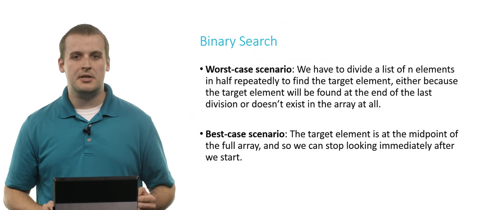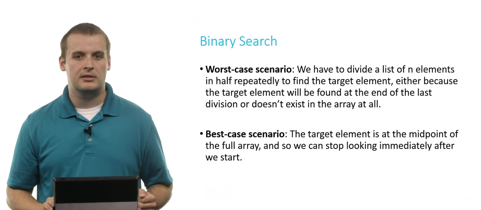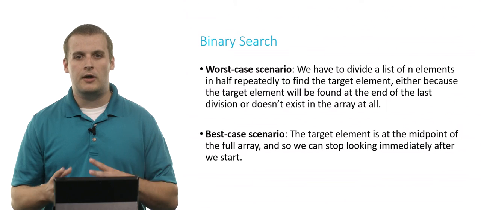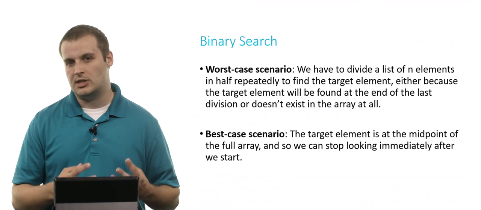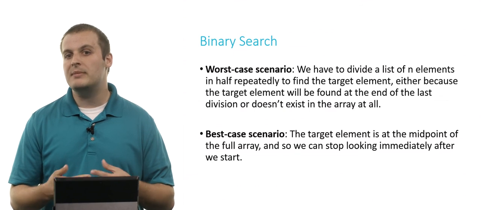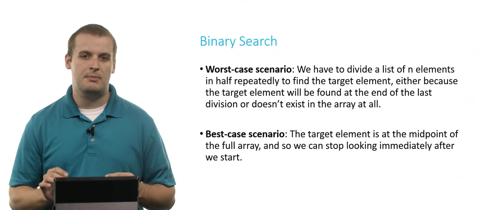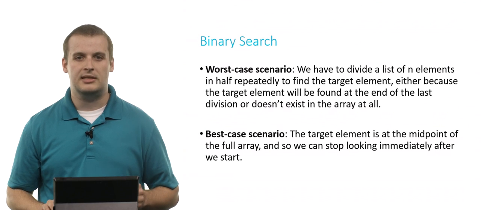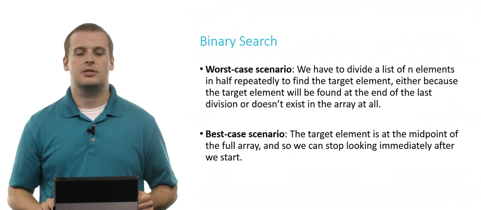What's the best case scenario? Well, the first time we calculate the midpoint, we find what we're looking for. In all of the previous examples on binary search we've just gone over, if we had been looking for the element 15, we would have found that immediately. That was at the very beginning. That was the midpoint of the first attempt at a split of a division in binary search.